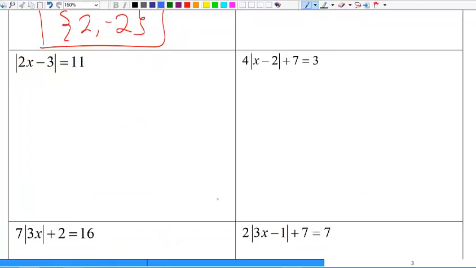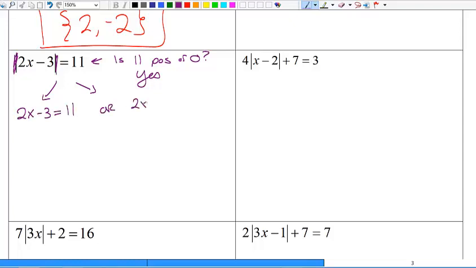On this next problem, are my bars isolated all by themselves? Sure they are. Now there's a whole lot more inside the absolute value bars. There's an expression here, but that's okay. The bars are isolated. Then I ask myself, is 11 positive or 0? And the answer is yes, 11 is positive. So I can break this up into two equations. 2x minus 3 is equal to 11, or 2x minus 3 is equal to negative 11.